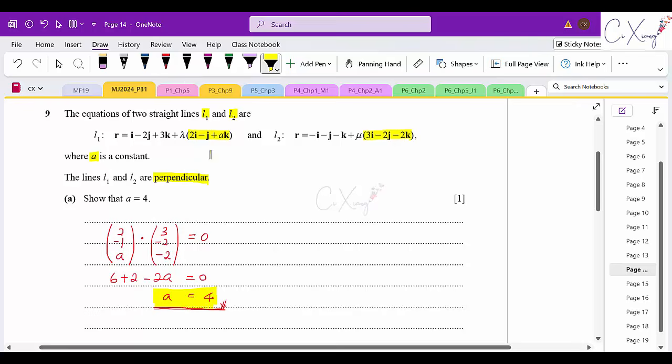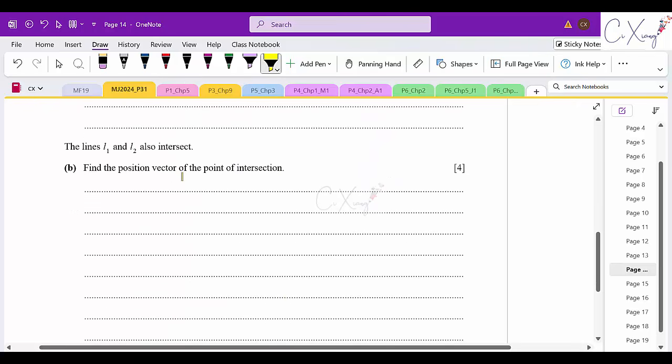Okay, then let's have a look at part B. Besides being perpendicular to each other, they also tell us that these two lines intersect with each other. So find the position vector of the point of intersection. Right, so when we want to find the intersection point, basically what we do is let equation number 1 equal equation number 2.